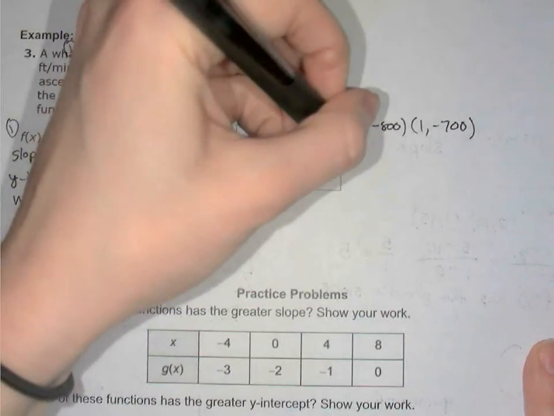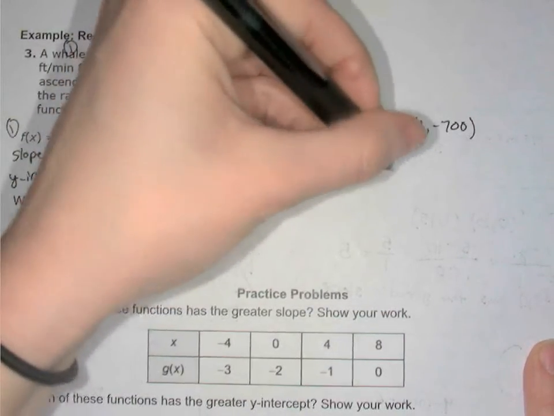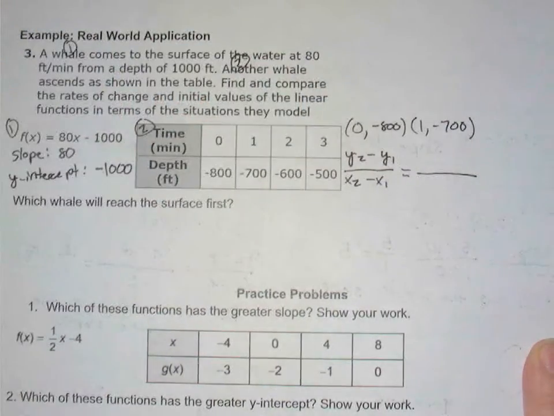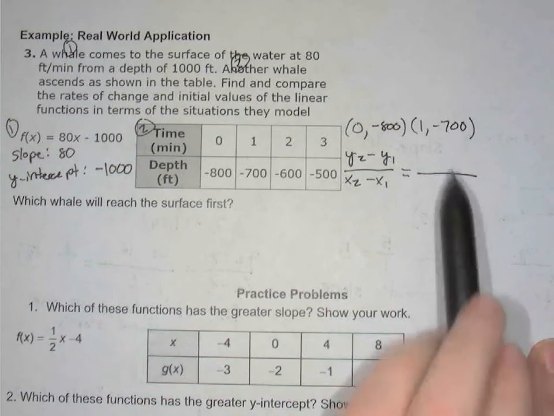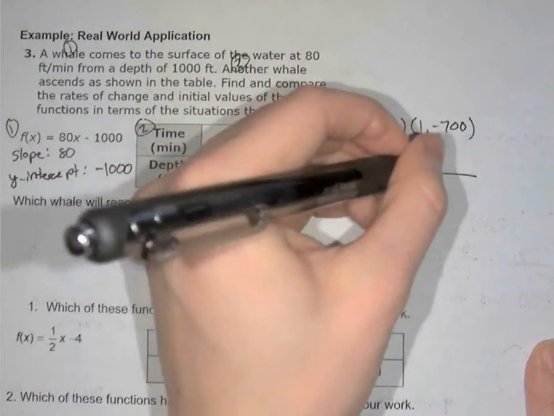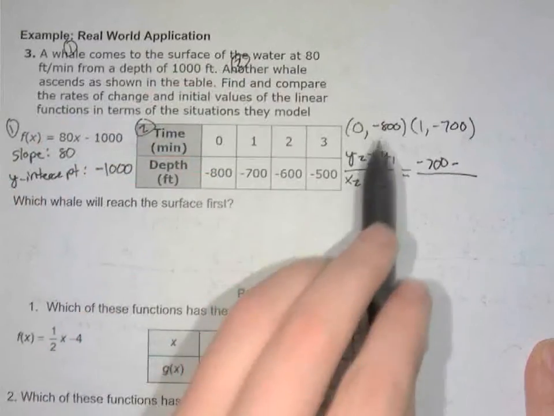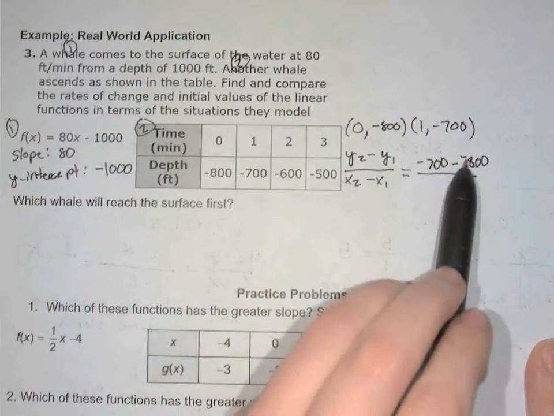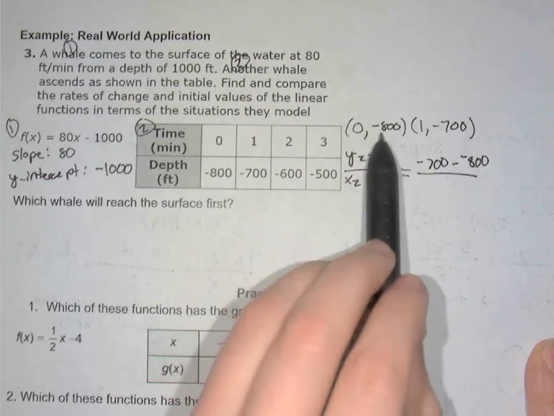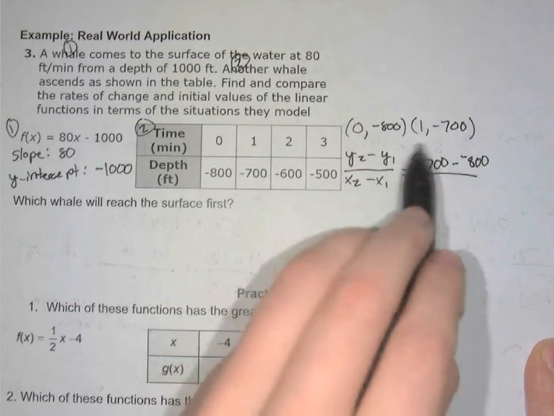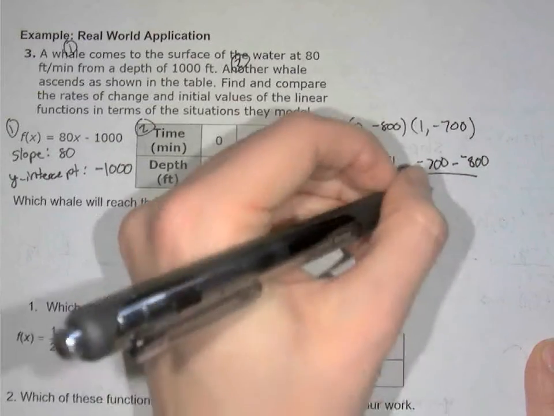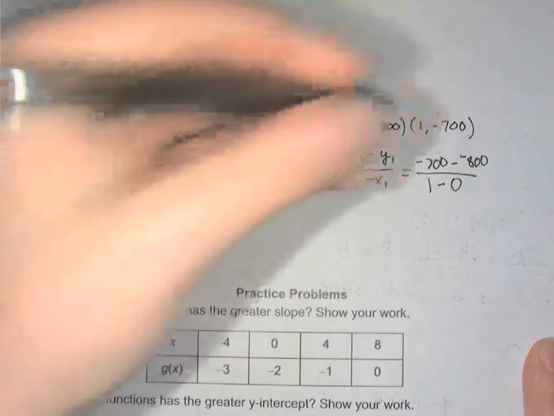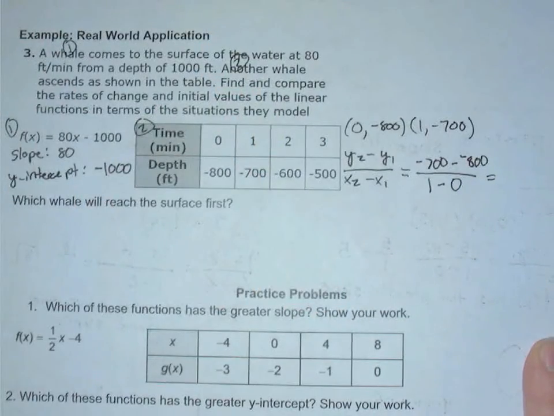We should know by now it's y2 minus y1 over x2 minus x1. Fill that out with the information that I know. So y2 is going to be negative 700 minus y1, which is negative 800. Make sure we get that minus negative in there. Minus from our formula, negative from our point. And then we've got x2, which is 1, minus x1, which is 0.